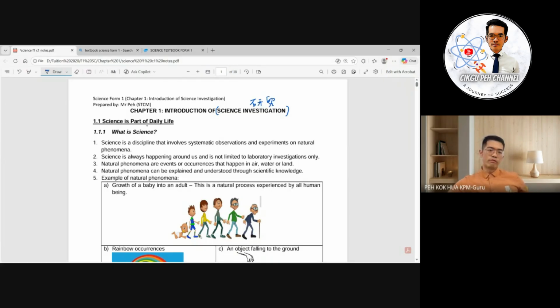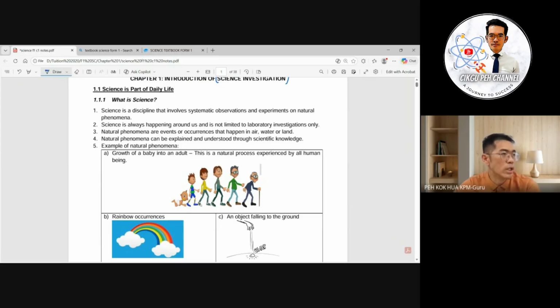Okay, so first, 1.1, science is a part of daily life. The first question may ask you, what is science? We actually know what science is, but when we explain it, we don't know what proper sentence to use. So here the answer will be: a discipline involving systematic observation and experiment on natural phenomena.